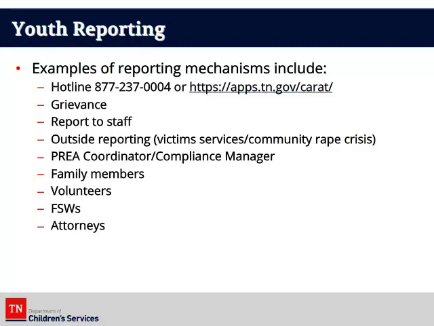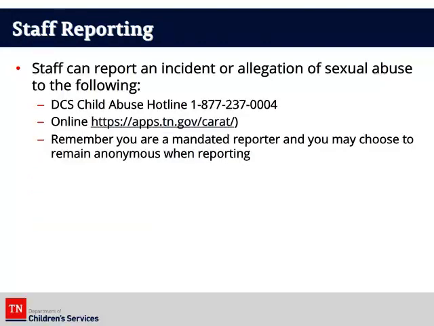Staff must take reports verbally, in writing, anonymously, or from third parties, documenting any verbal reports promptly. Staff can report an incident or allegation of sexual abuse to the following: the DCS Child Abuse Hotline at 1-877-237-0004 or online. Remember, you are a mandated reporter and you may choose to remain anonymous when reporting.